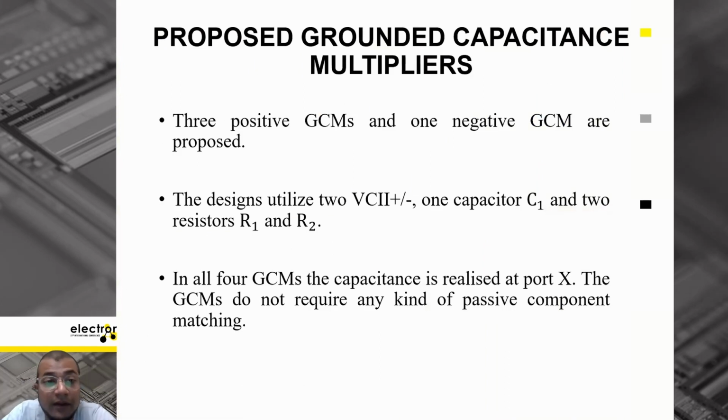Then about our main topic. We have designed three positive grounded capacitor multipliers and one negative grounded capacitor multiplier. So there are 4 different designs, 3 positive and 1 negative. All the designs use a single capacitor and 2 resistors, R1 and R2.